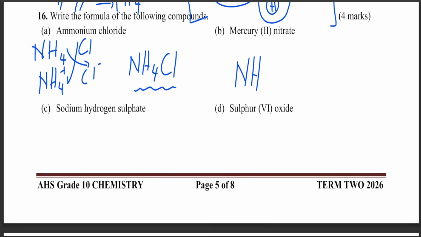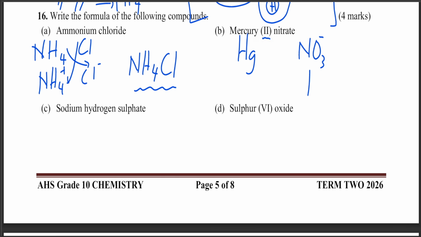Okay, so you don't write it like this. Especially most of the students might write it like this, which is not the case. Just leave it that way. So yeah, that's your answer. Mercury is written as Hg, and nitrate is written as NO3. Nitrate has a valency of 1.